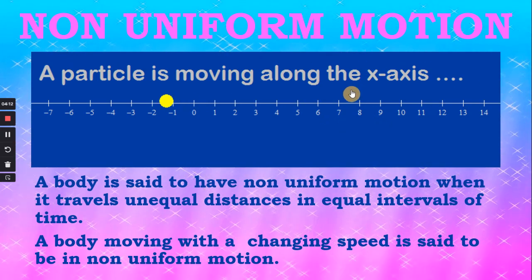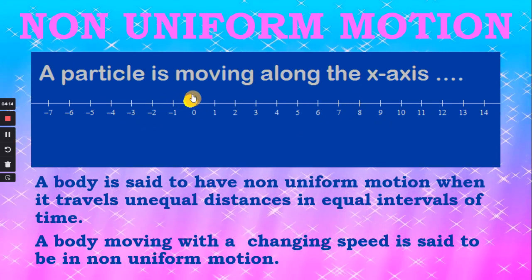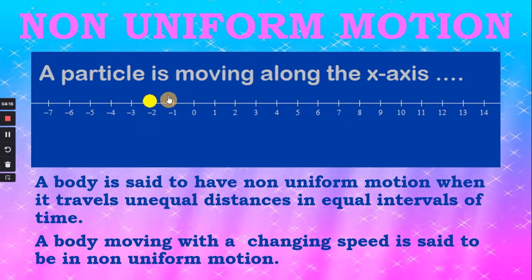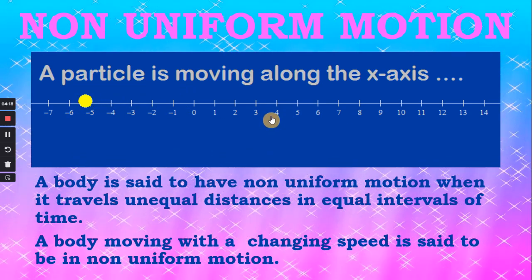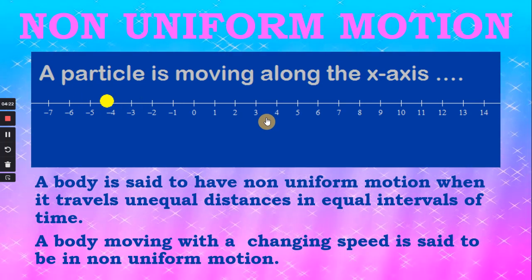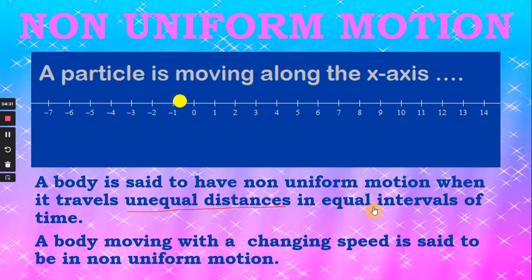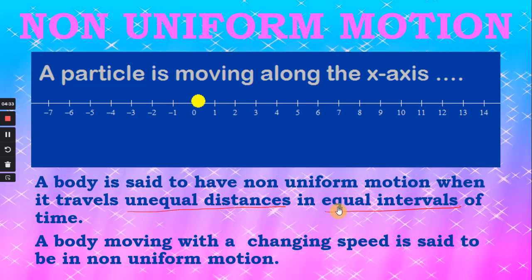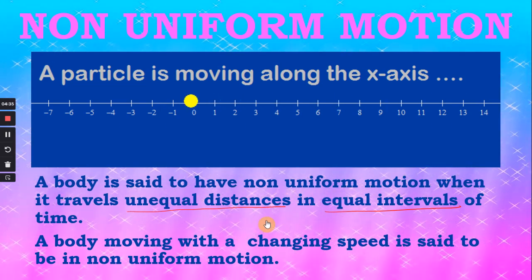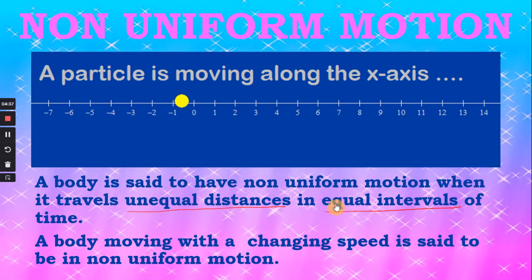Next is non-uniform motion. You can see this small object is continuously moving but not at a constant speed. Suddenly it is moving slow, suddenly it's moving fast. That means it is traveling unequal distances in equal intervals of time. Remember, you should not write unequal here. Unequal distances in equal intervals of time.